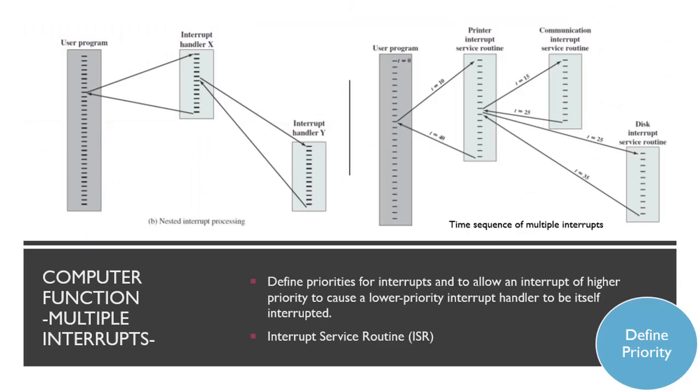The next approach is define priority. In define priority, the processor defines the priorities for interrupts and allows an interrupt of higher priority to cause a lower priority interrupt handler to itself be interrupted. And it has the interrupt service routine, or ISR.